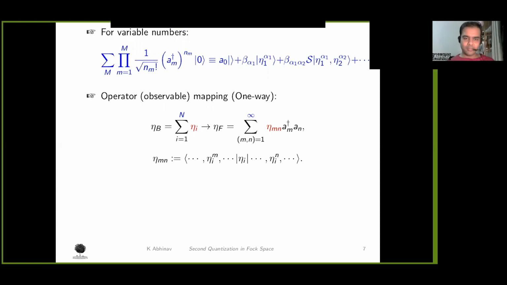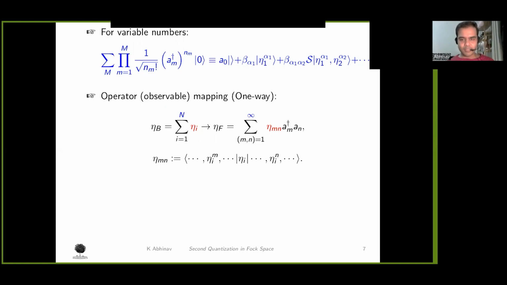And how are they connected together? That means, how are bosonic operators or bosonic observables connected to the Fock space observables? So this is the mapping. Here eta i are individual boson operators in the quantum mechanical bosonic space, and their summation is eta b, which is the total operator in the bosonic space. On the right hand side, eta f is the Fock space operator that corresponds to eta b, which is just a summation of some linear combination of a_m dagger and a_n, where m and n are labels of different states in the Fock space.